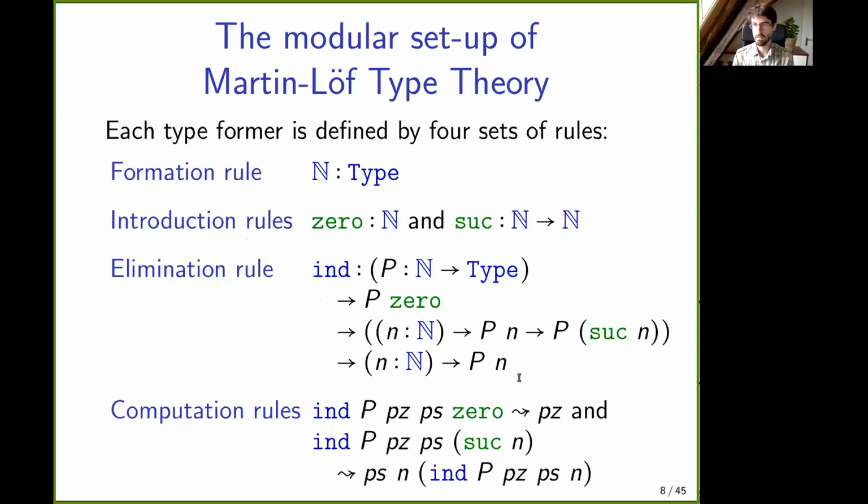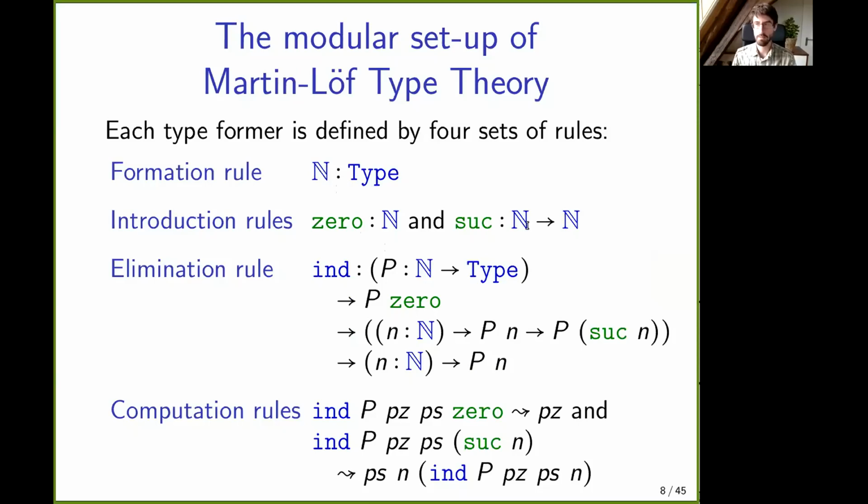Right. And so when we define dependent type theories, such as Martin-Löf's type theory, we can extend them in a very modular fashion by giving, for each type former, basically four sets of rules. First of all, for example, if you want to introduce the natural numbers, we first define the formation rule, which just says that natural numbers are a type. Next, we give the introduction rules, which say that we have two ways of constructing a natural number: either it's 0 or it's the successor of another number.